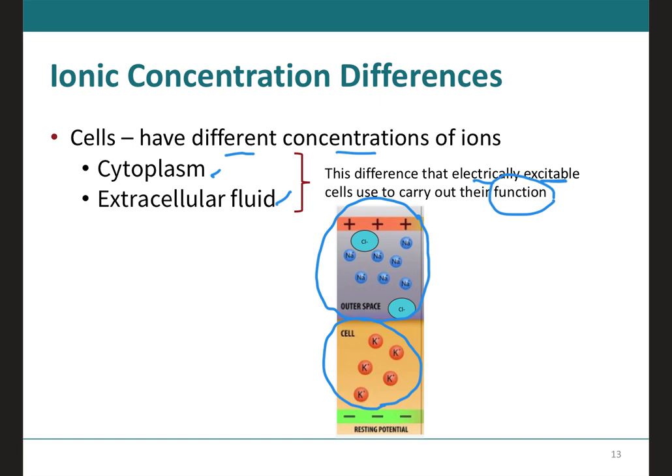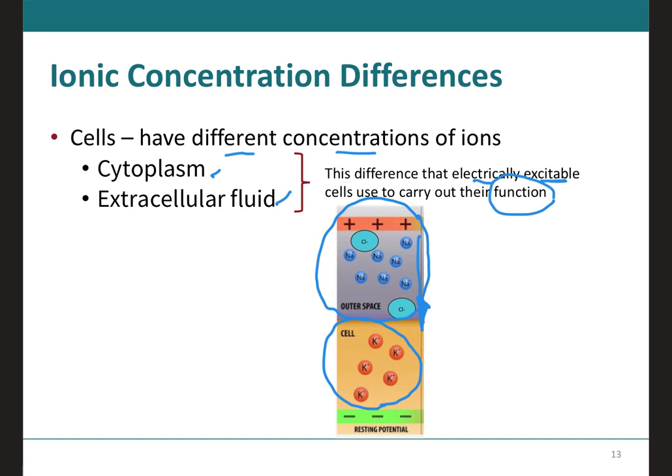Now recall that this distribution of ions is called a concentration gradient. Therefore, for sodium, there's going to be this steep concentration gradient from the outside of the cell to the inside of the cell, meaning that sodium wants to go into the cell.